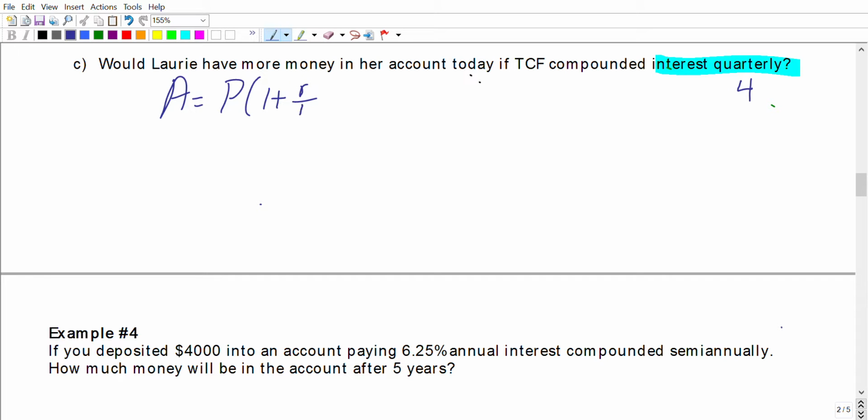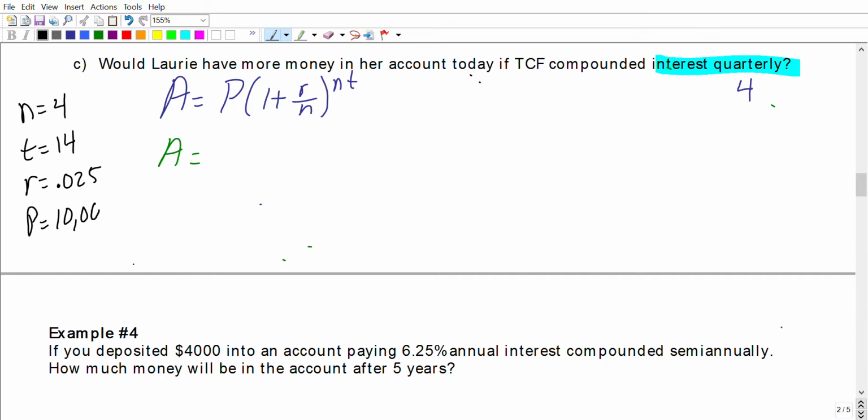I'm going to rewrite my problem. Remember, this is still the same, and everything should stay the same. The only thing we're changing now is our n value, okay? So now, and actually, why don't I write that here on the side? Our n value is now going to be 4. Our t is still going to be 14 because we're talking about what it would be today. Our r is still 0.025, and our p is still the original $10,000.